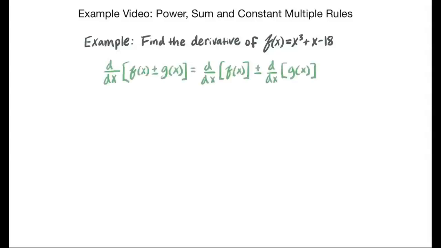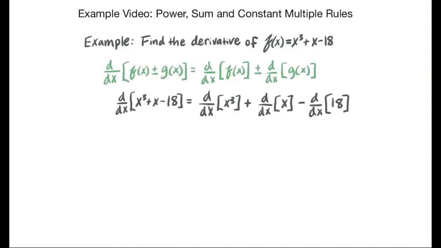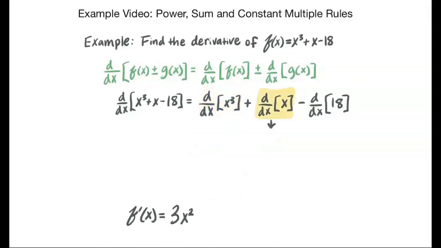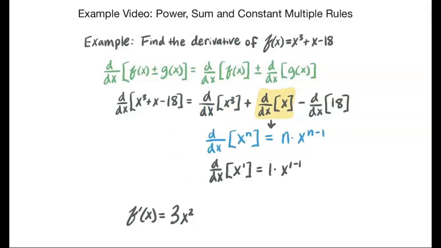First, we'll apply the sum and difference rule to get that the derivative of the function is d dx x cubed plus d dx x minus d dx 18. Now we can take the derivative of each term separately and add or subtract them appropriately to get our final answer. First, we can take the derivative of the first term, d dx x cubed, which we can differentiate using the power rule. This is equal to 3x squared. Next, we will take the derivative of the second term, d dx x, which we can differentiate using the power rule. Doing this, we find that it is equal to 1.